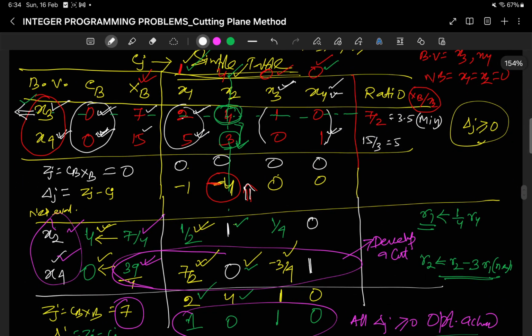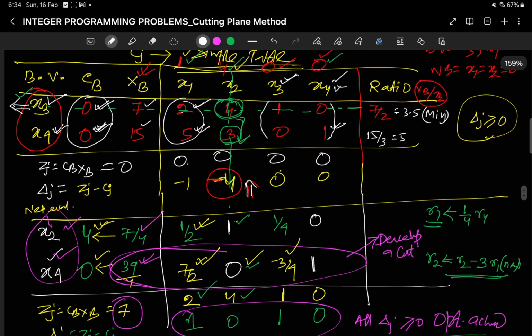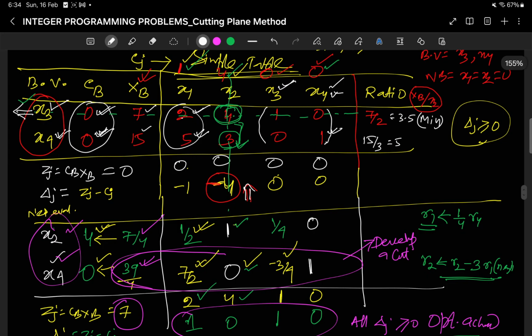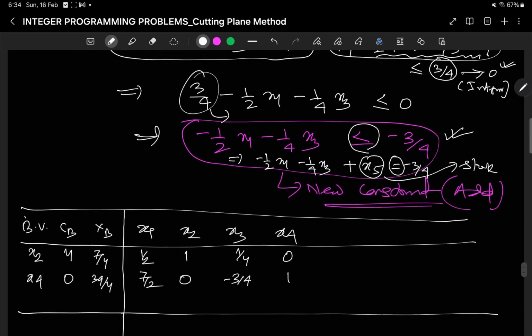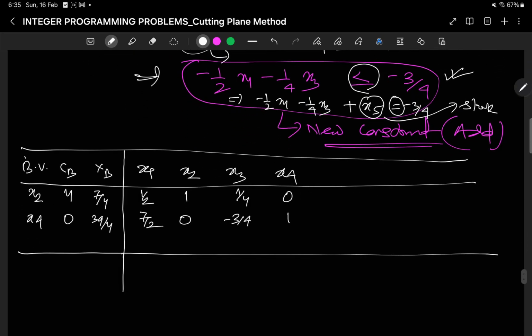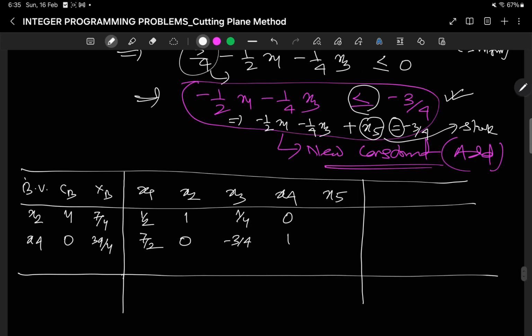Now we just take this solution and write it as usual. I shift this table here, and this new constraint with x5 is added here. This x5 will be my basic variable, so the coefficient of x5 will be 0 because there is no z value here. Now the right hand side is minus 3/4.